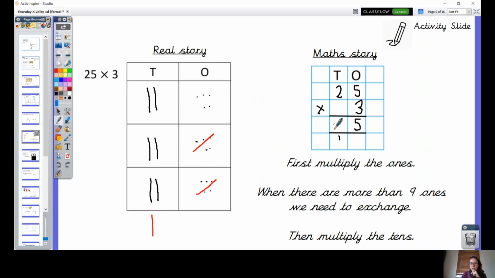Let's get my black again. 7 lots of 10, that's 70. If you look over in the real story again, we can see we've got 7 tens. So my answer is 75. Tick those if you got those correct. Again, if you didn't, have a look at what went wrong with yours. And remember that for next time so that you can do it correctly.